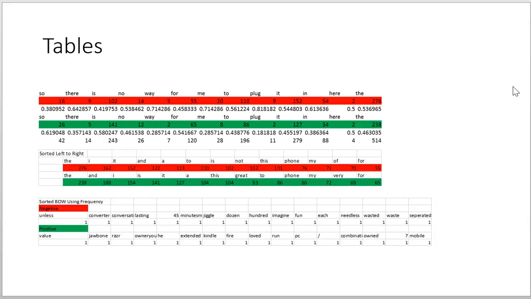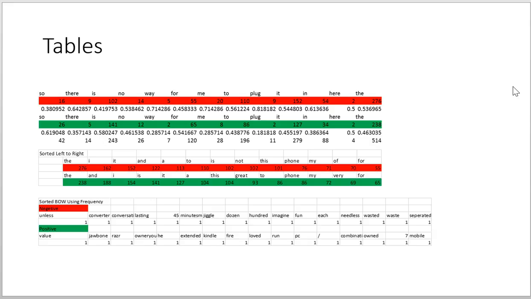So the top one is just the sum of all the words. So you can see in the red, that's the negative sentiment, and the green is the positive sentiment. Beneath the two colors is the frequency, and at the bottom is the total times it was used. The second table shows when we sorted it left to right, so you can see that the, I, its, and a are all the most popular used words in negative sentiment comments, and the, and, I, is, it are the most commonly used in positive sentiment comments.